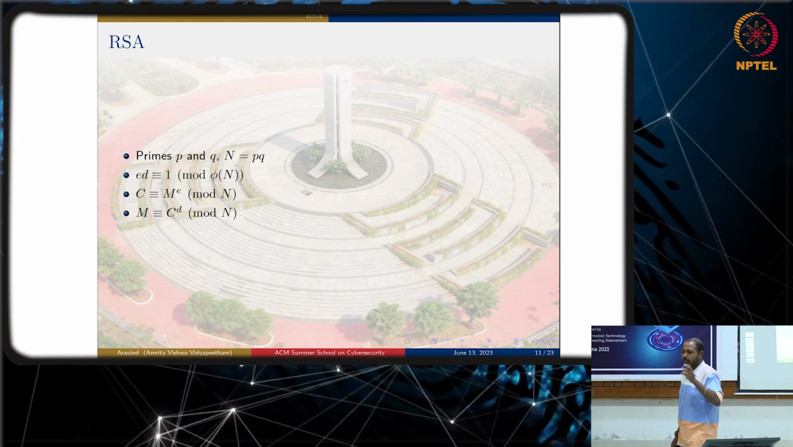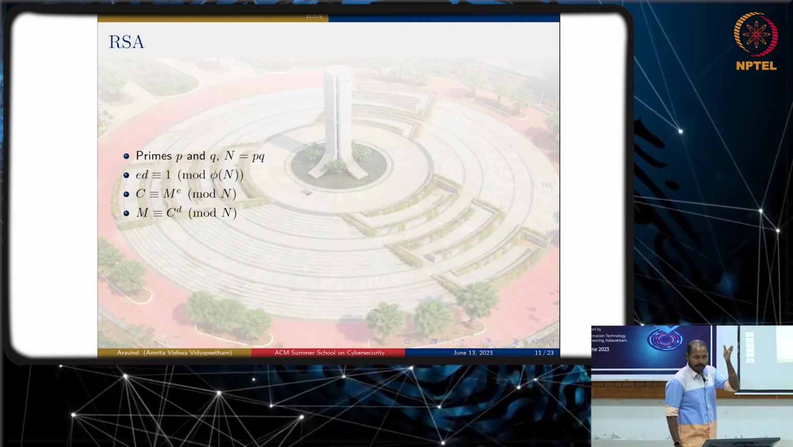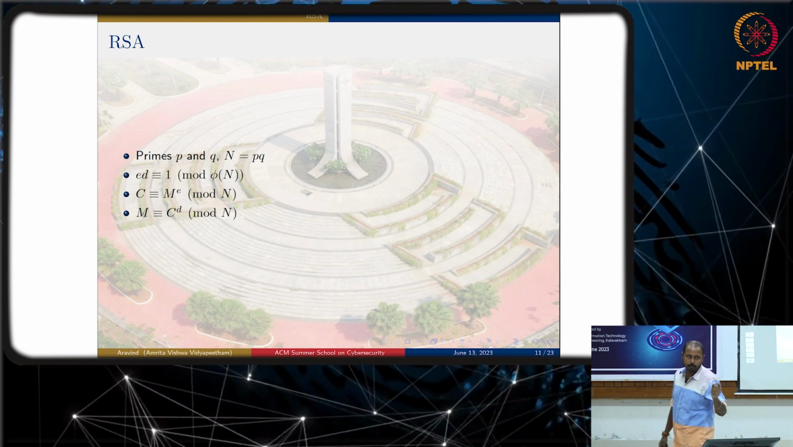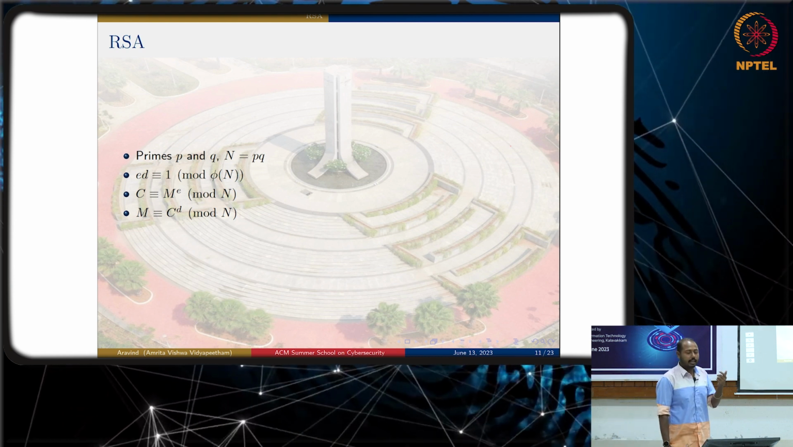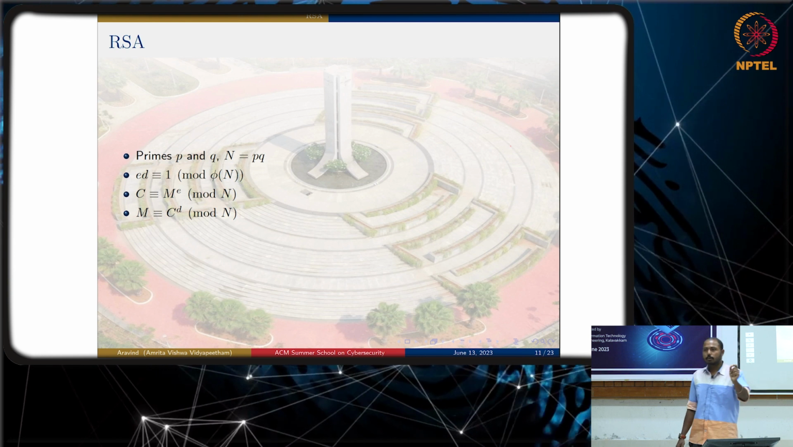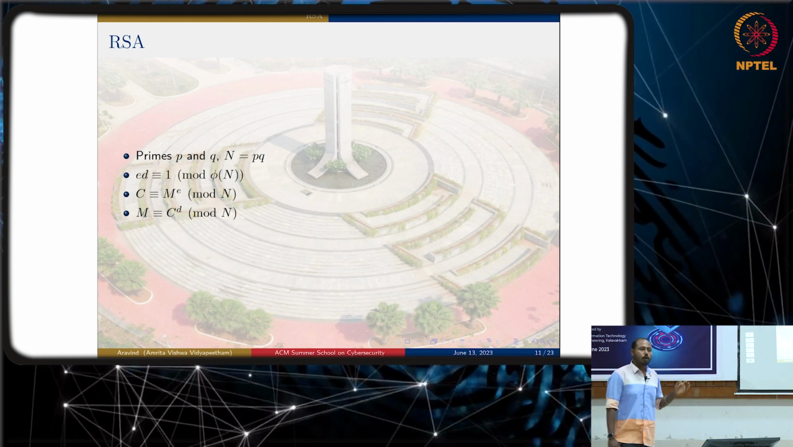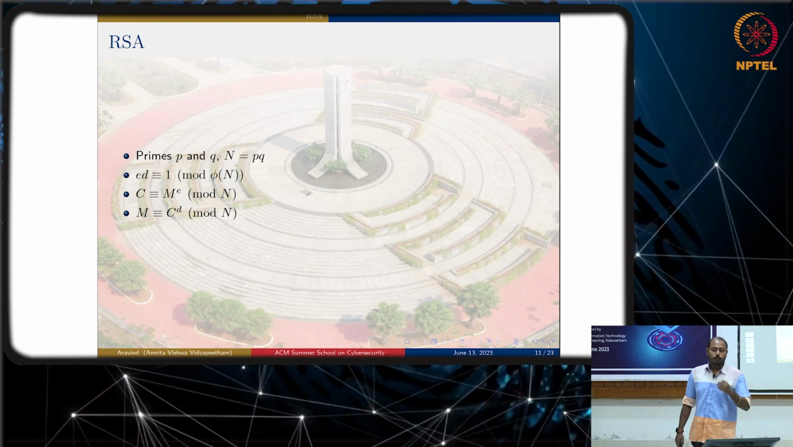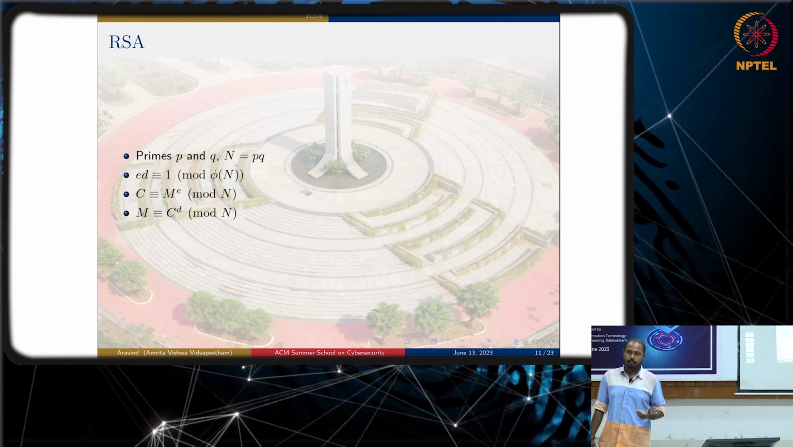So the phi function is defined as the number of elements from 1 to n such that the GCD of that number and n should be 1. We use the word co-prime or relatively prime, so that two numbers having GCD 1 means they are relatively prime. That is, they don't have a common factor strictly greater than 1. So the number of elements of such kind is called the phi function, phi of n.